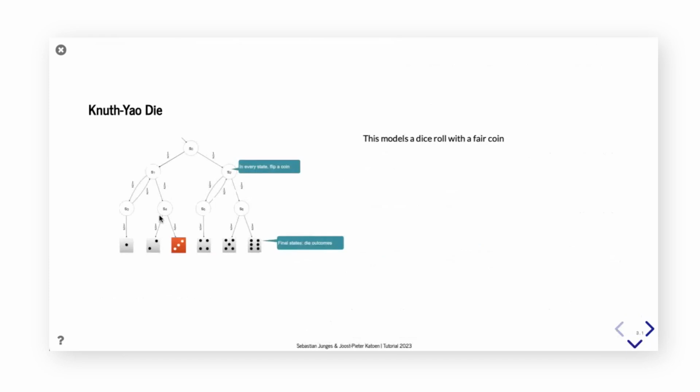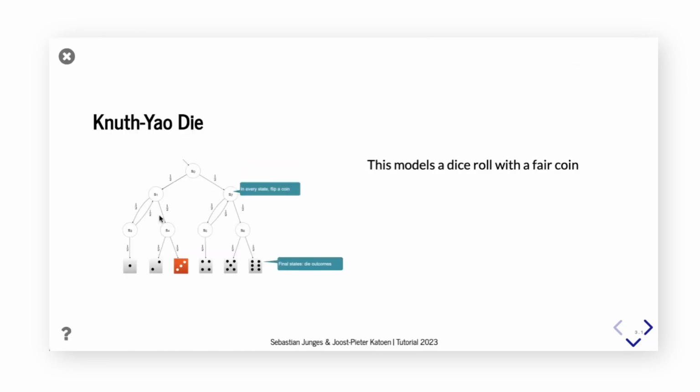Okay, so let's go into a concrete example. This is the so-called Knuth-Yao die. I will zoom in a little bit. This models a dice roll with a fair coin. So the idea is, I'll give you a coin, and you want to model a 6-sided die with that. And if you think about it, you can think a little bit like a rejection sampling kind of algorithm. So you will flip coins 3 times. If you would do that, you would have 8 different possible outcomes. And so that means that for some of these outcomes, you actually would have to restart.